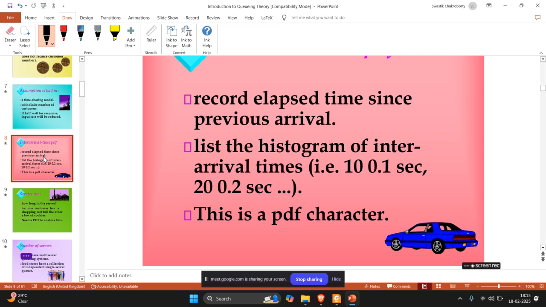You group the inter-arrival times in bands, which are called classes. So 0 to 5, 5 to 10, 10 to 15, you make classes of this inter-arrival time, and then you plot the histogram. That histogram gives us the probability density function, or PDF, of the inter-arrival time.